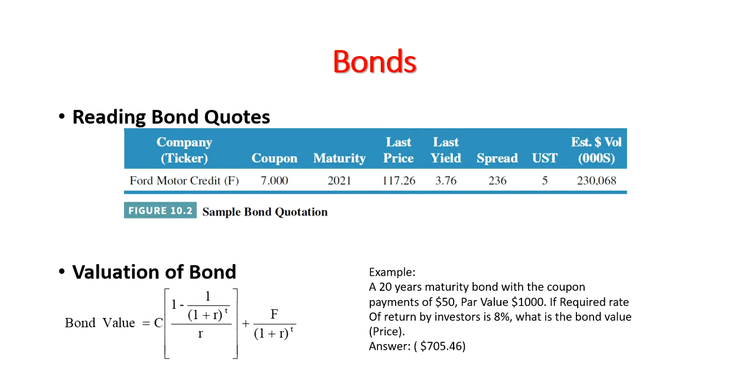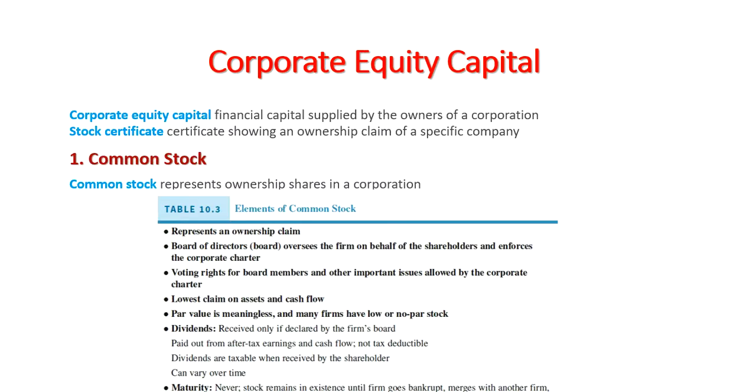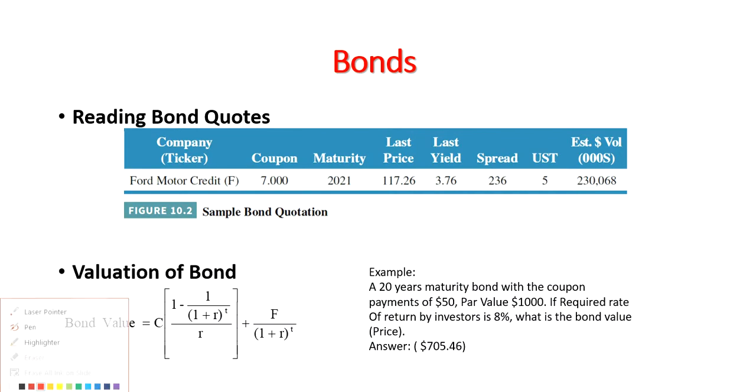We have also last yield, which is 3.76% over here. So this is yield to maturity. We may cover it later on. Yield to maturity 3.76%. And here is 2.36, the spread between the yield to maturity and treasury bills, government bills, okay?